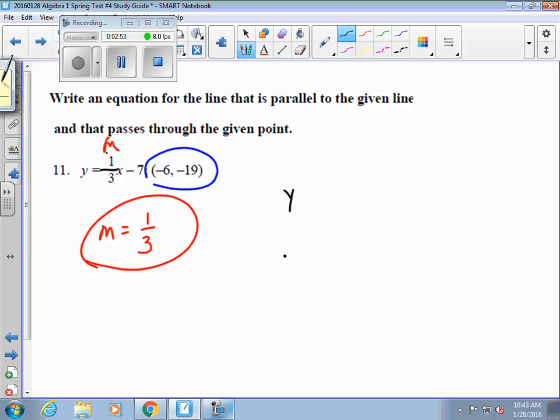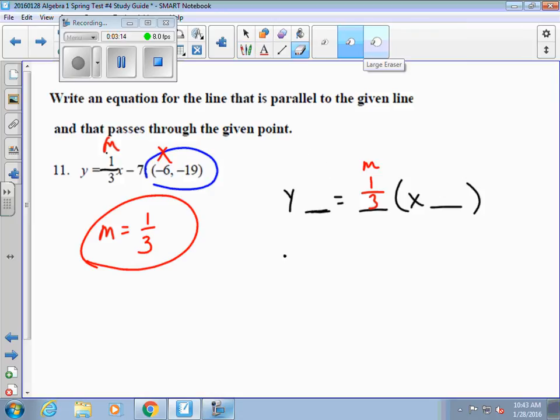So y minus y sub 1 is equal to m times x minus x sub 1. We'll plug those values in and be done with this. Your m value goes here. We said it's the same as the other one, so it's 1/3. Your y sub 1 value goes next to y, not x. It's the opposite of this y value, negative 19. You're going to put positive 19.